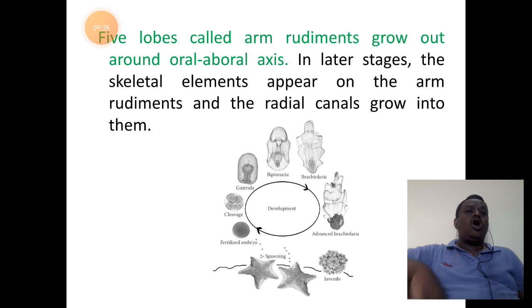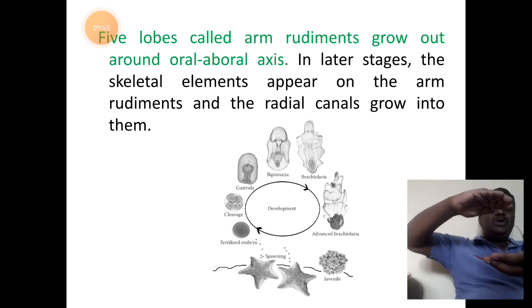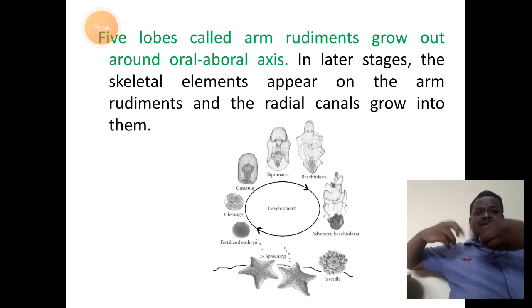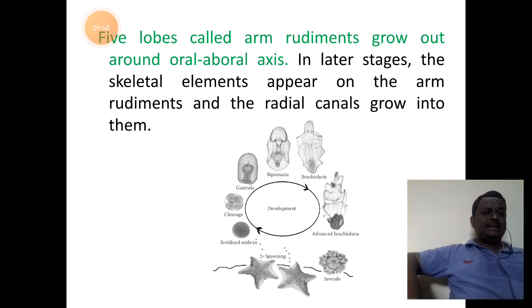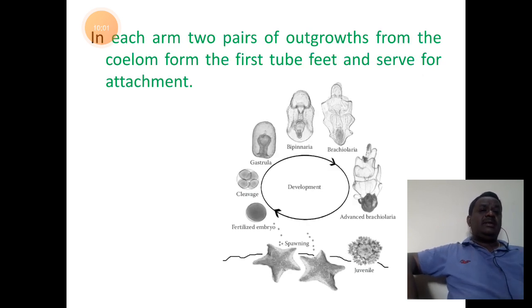So 5 lobes called arm rudiments grow out of the oral aboral axis. So oral to aboral axis shows the presence of 5 extensions. They are called arm rudiments. They tend to form the arms in later stage. They start developing the canal system. They start developing the skeletal system, and the coelom will form the ambulacral system, where the first two feet will get formed, serve for the attachment and start showing the locomotion.